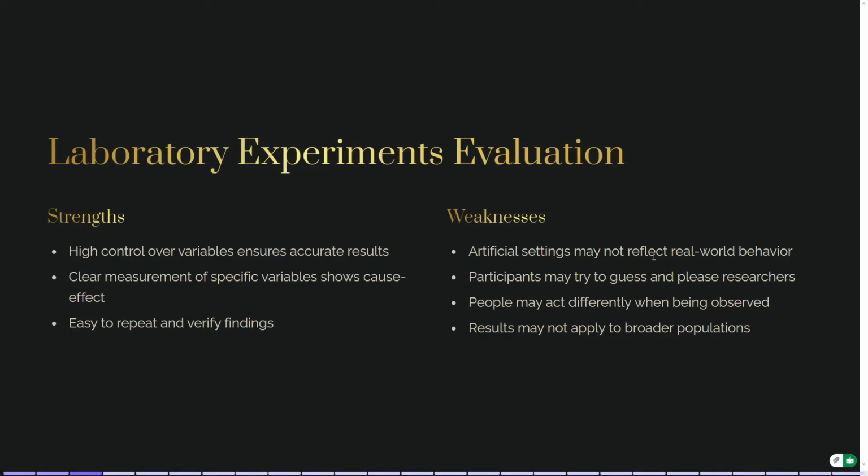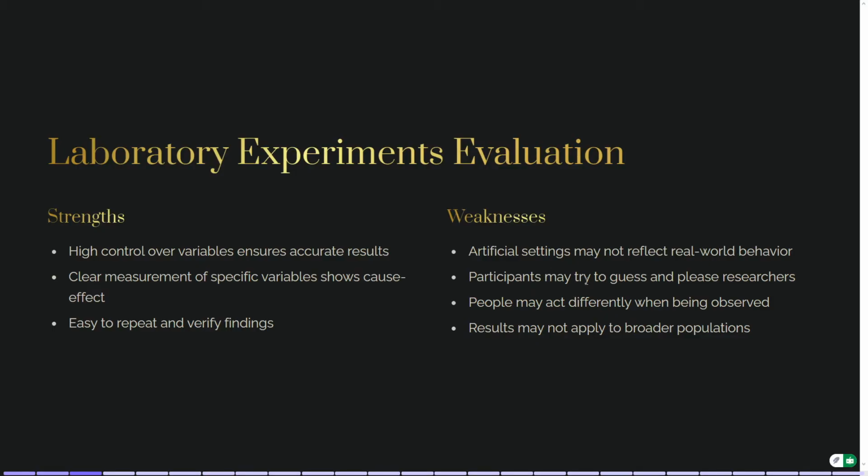Weaknesses: artificial settings, which do not reflect real world behavior, right? If you bring people to an artificial environment, they may behave differently. Okay, so they might not reflect how they will behave in a real world situation. Let me give you an example. If you sleep in your house, you know how easy it might be for you to sleep. All right, but then if you're taken to a different environment to sleep because of a test, you might find it hard to sleep. So your behavior might be different, either consciously or unconsciously. Okay, participants may try to guess. So this rather lowers the ecological validity.